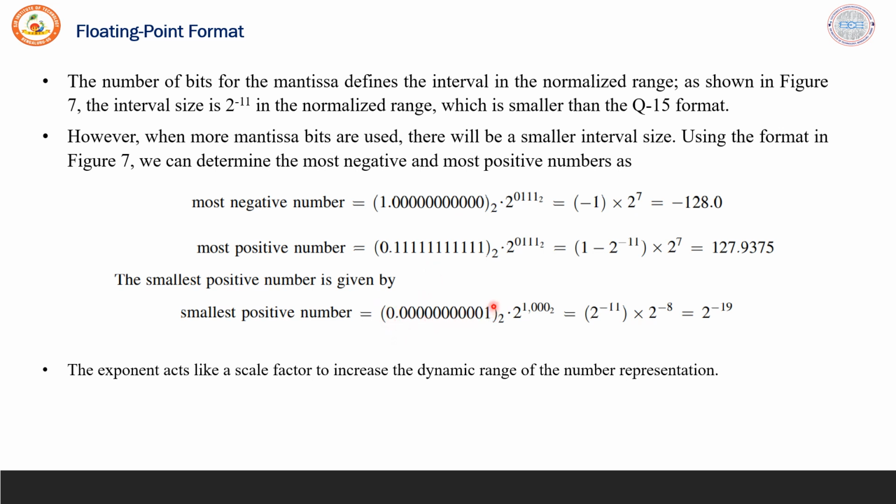The smallest positive number is computed in a similar fashion by taking the MSB as 0 and keeping all the remaining bits except the LSB as 1. And the exponent is taken to be 1, 0, 0, 0, which indicates it is -8. So the equivalent of this is 2 to the power of -19. The exponent acts like a scale factor to increase the dynamic range of the number representation.